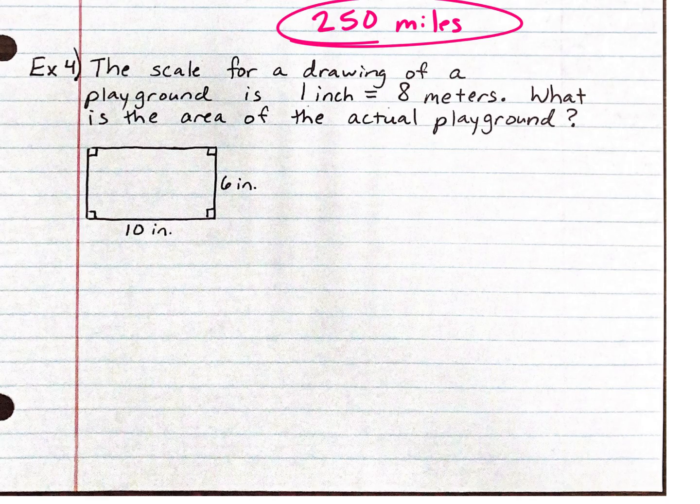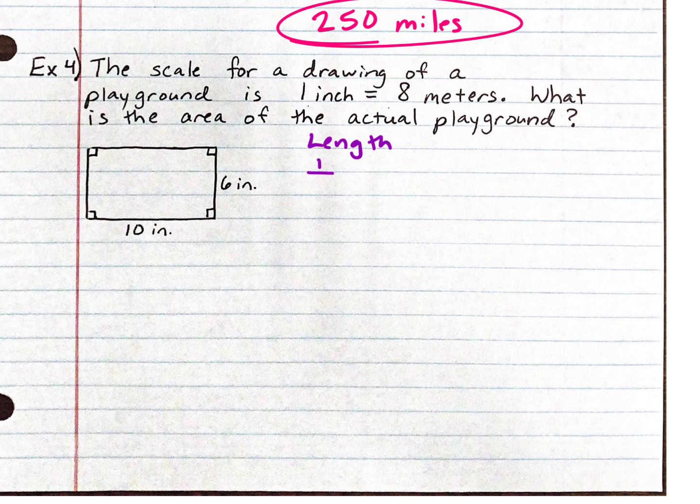Example 4. The scale for a drawing of a playground is 1 inch equal 8 meters. What is the area of the actual playground? So to find the area, we need to know the length and width of the actual playground, and then we can multiply those to find the area of this rectangular playground. So let's start with finding what I'm going to call the length.